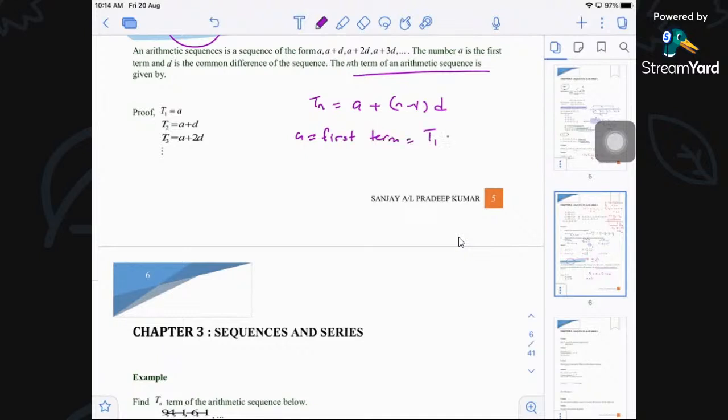or we can know this as T1 or S1. S1, why? Because the summation of the first term is also T1 and a, right? So a is the first term there. And then d there is the common difference. And there is the n term. That's all for the definitions.